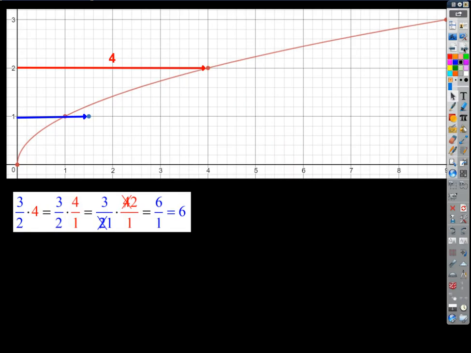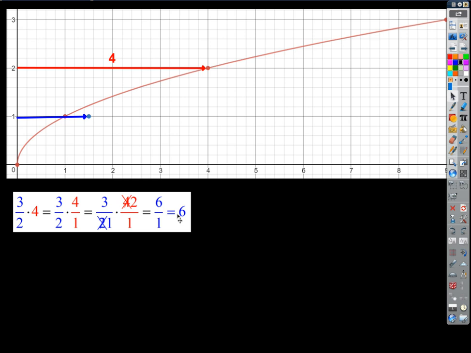Okay, what about the next one? Next one, we know that normally on a parent graph, for a vertical distance of 2 from the vertex, we would expect a horizontal distance of 4, right? So we've got to multiply that by our dilation factor of 3/2. I want you to notice something that happens here that's convenient. So 3/2 times 4, make the 4 into a 4/1, and notice that the 2 on the bottom cancels, right? 4/2 reduces to 2/1, and so we just get 6 for our answer.